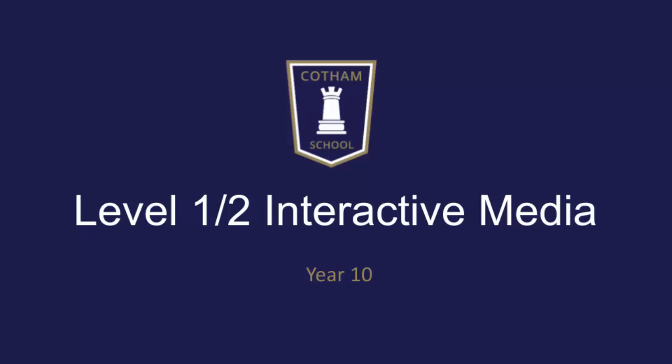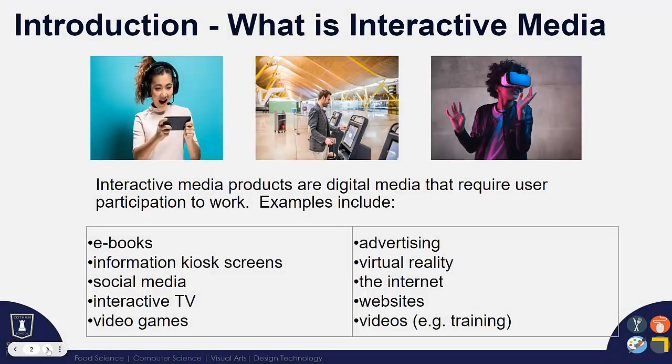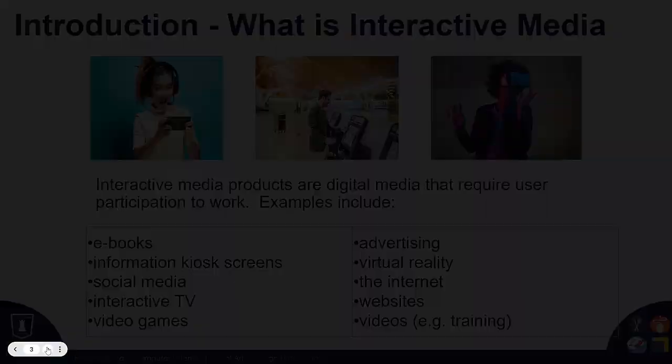Welcome to the video of Level 1 to Interactive Media: Succeeding in Year 11. Just to outline what interactive media is, for students who have already started the course and this is the final year. Interactive media products are digital media that require user participation to work. Examples include ebooks, information kiosks, interactive TV, video games, the internet, websites and videos.